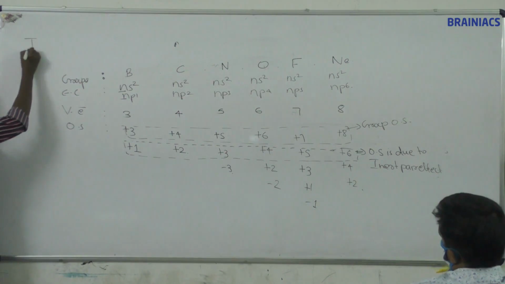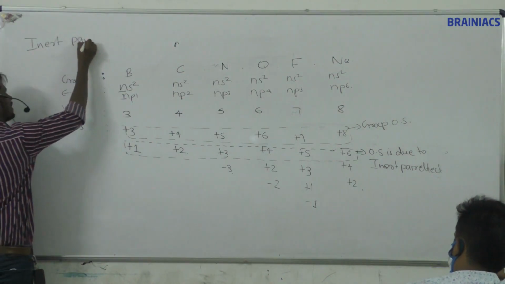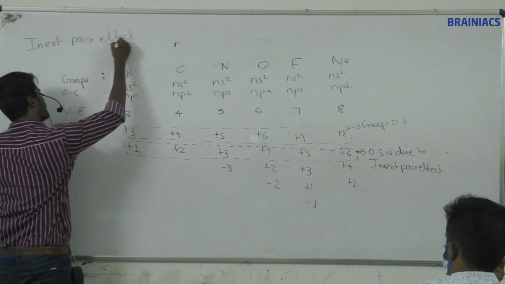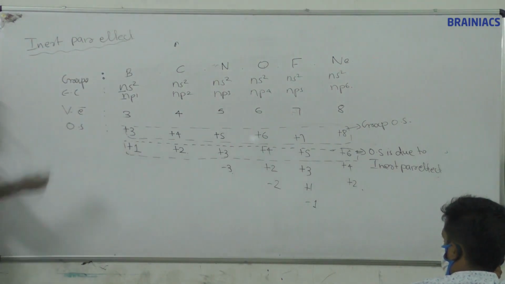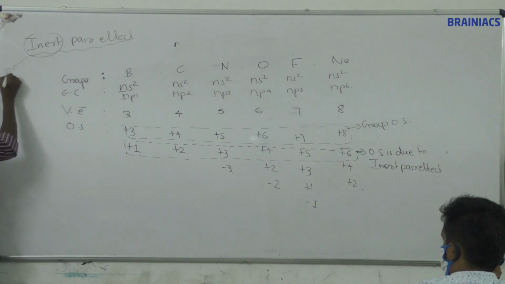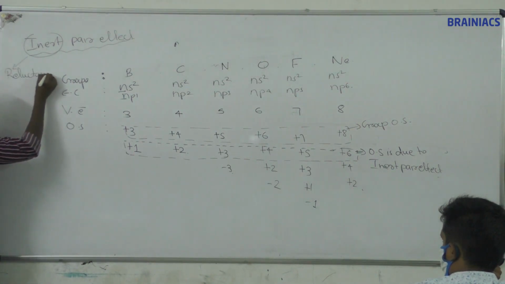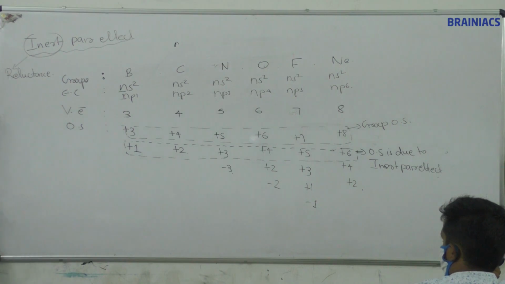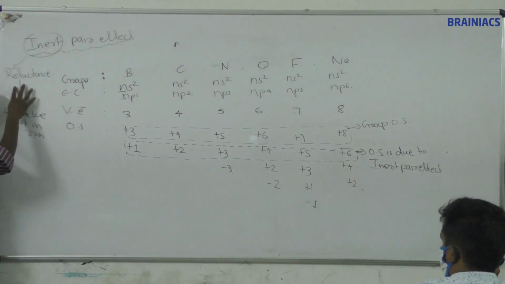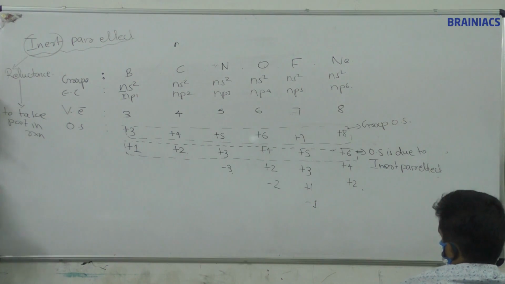So what do you mean by inert pair effect? What do you mean by inert? That is reluctance, not interested. Reluctance to what? To take part in reaction. What do you mean by inert gases? The gases which do not have a tendency to take part in a reaction. So inert means not interested to take part in a reaction.